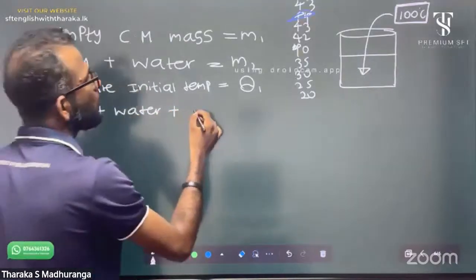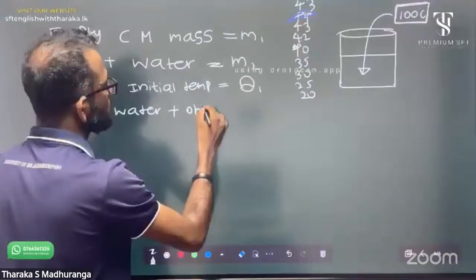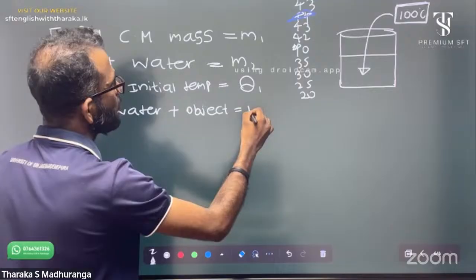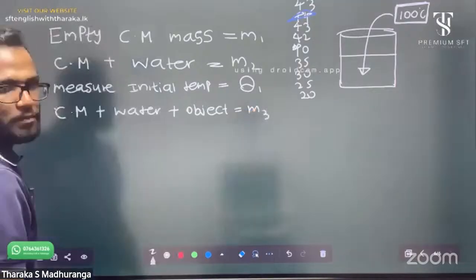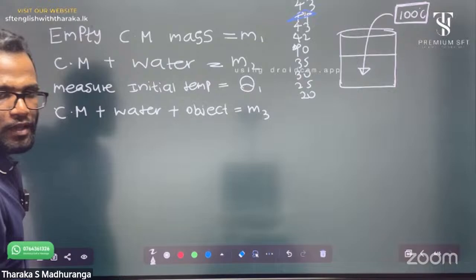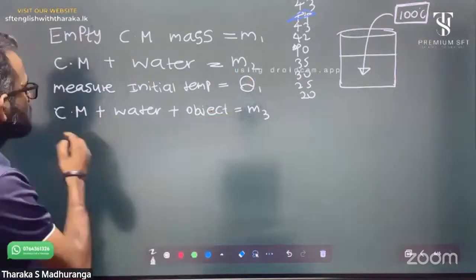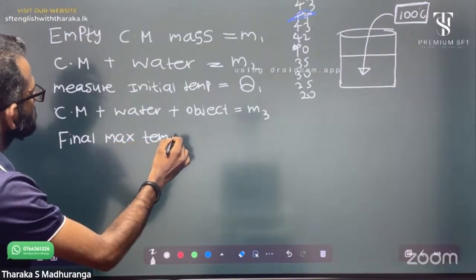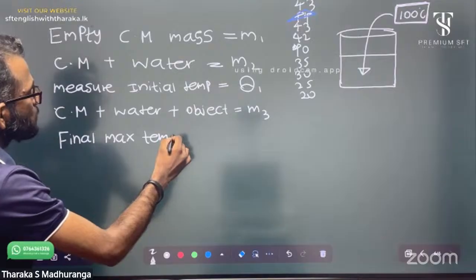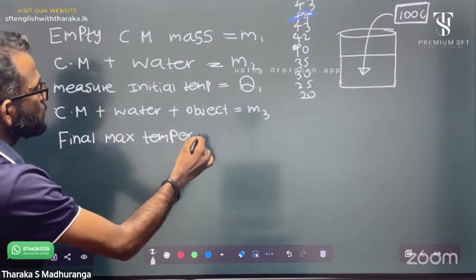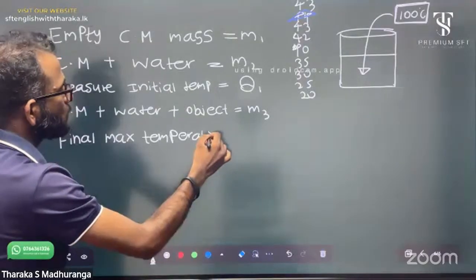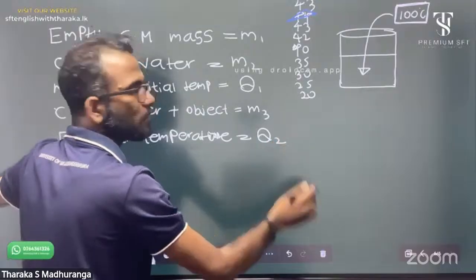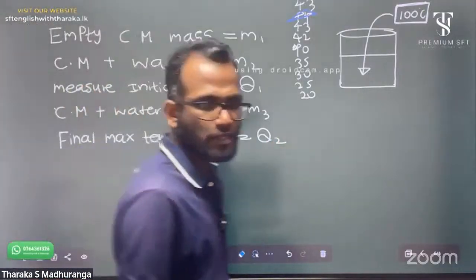The mass of the calorimeter plus water plus object, it is M3, and the final maximum temperature of the mixture, it is theta 2. Okay, this is a mixture method, right? This is a mixture method.